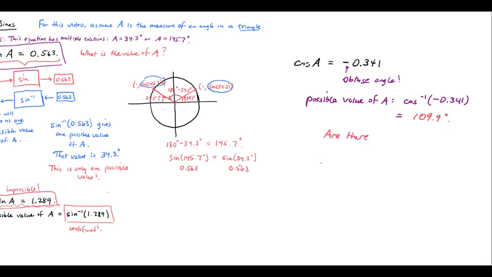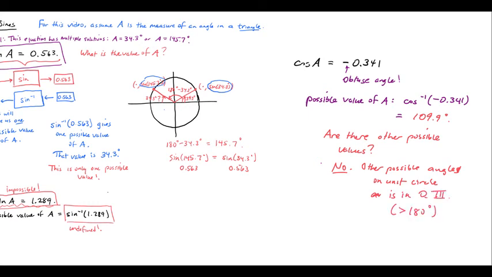Are there others? Are there other possible values? And the answer, it turns out, is no, because the only other possible angle in the unit circle that would have a cosine equal to negative 0.341 is in quadrant 3. And quadrant 3 consists of angles that are greater than 180 degrees. And you can't have an angle greater than 180 degrees in a triangle. So this is actually the only possibility.